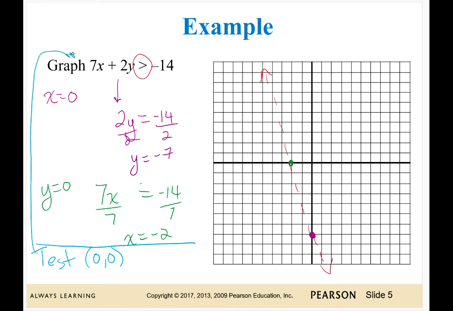So I'm going to go back here. I'm going to plug in 0 plus 0. Is that greater than -14? And that is true, right? 0 is greater than -14. So that means because 0, 0 is true, all these points over here are shaded. That means any point over here will work in this inequality.